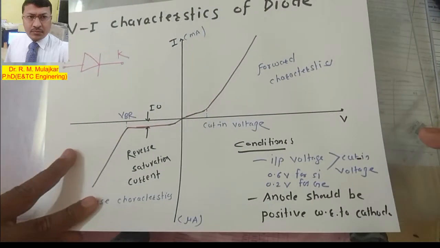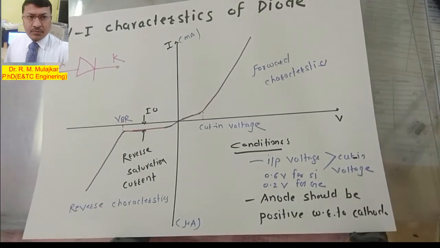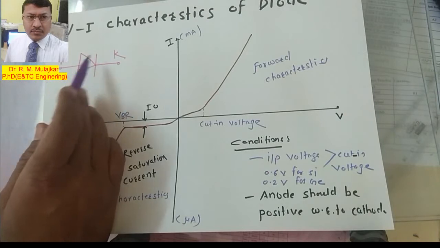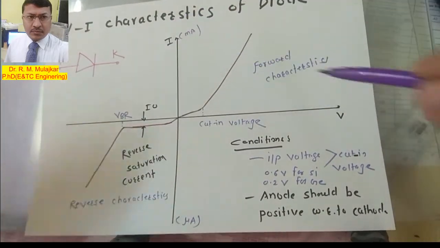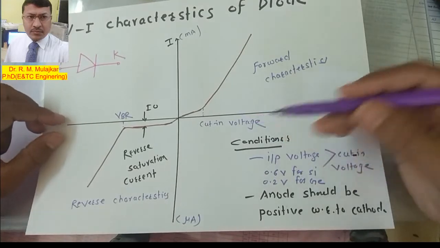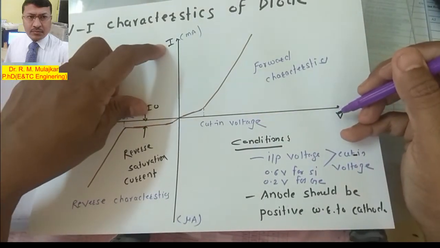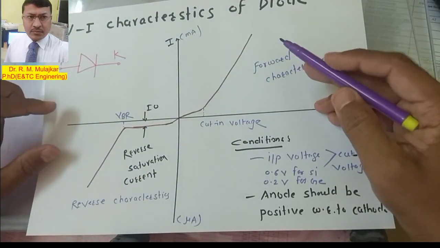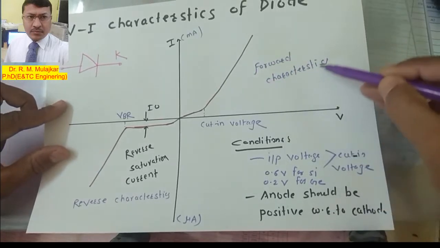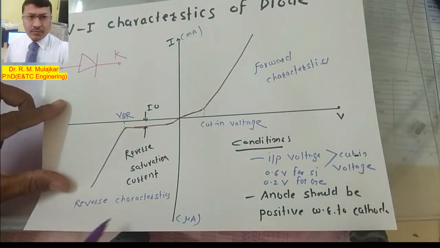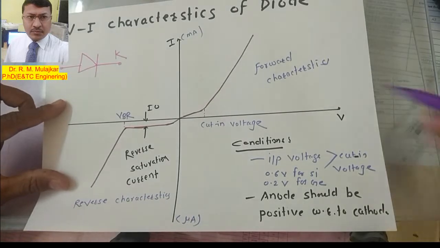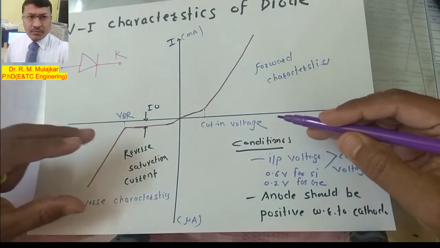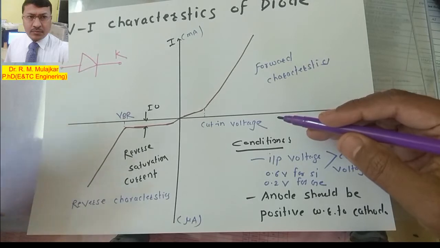Now let us see in detail the VI characteristics of a diode. This is the symbol for your diode: anode, cathode. VI characteristics of a diode means the graph plotted between voltage versus current. The VI characteristics of a diode are divided into two parts: forward characteristics and reverse characteristics. Forward characteristics means the diode is in forward bias, and reverse characteristics means the diode is in reverse bias.